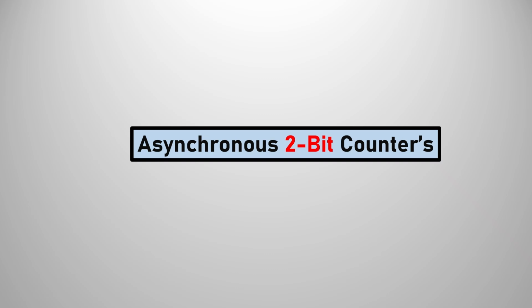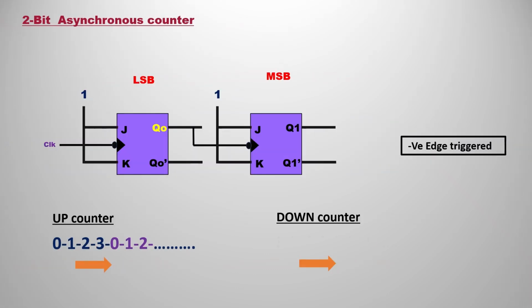In this video we are going to discuss the asynchronous 2-bit counter. In the previous video we have already discussed the intro to counters and the types of counters. Asynchronous counter and synchronous counter are the two types of counters. In this video we are focusing on 2-bit counters so that our understanding of counters becomes better. Let's get started.